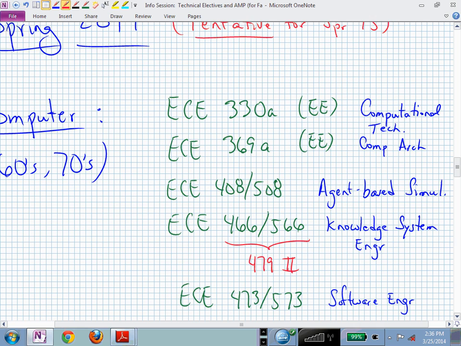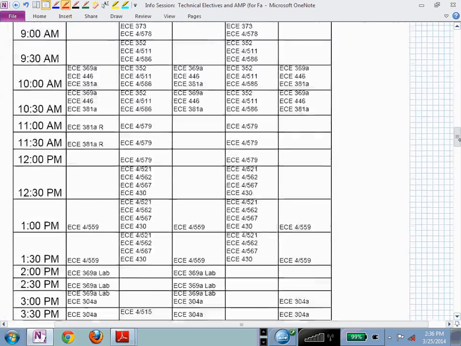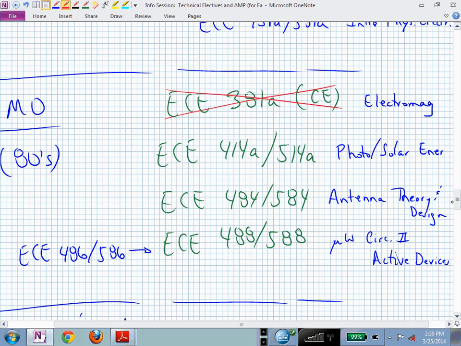Another similar question: I want to get into designing alternative energy power plants, like solar fields and wind fields, and I was wondering about the best technical electives to apply to that. If you're interested in alternative energy, I would start looking at the class that I said was no longer available in the fall, but is available in the spring, the Photo Solar Energy Systems, 414A, 514A.